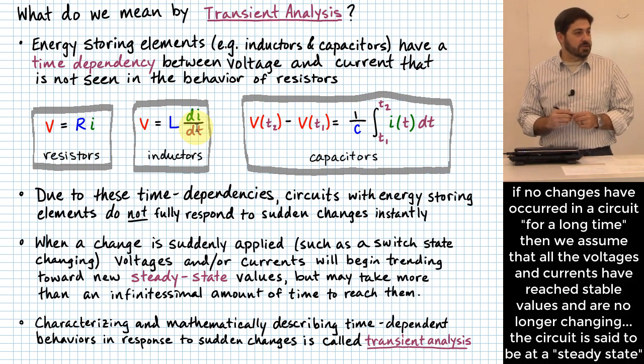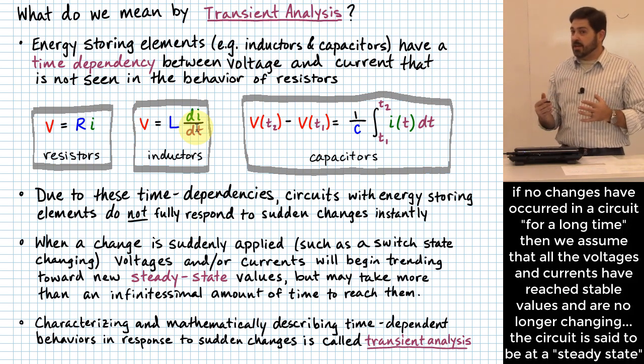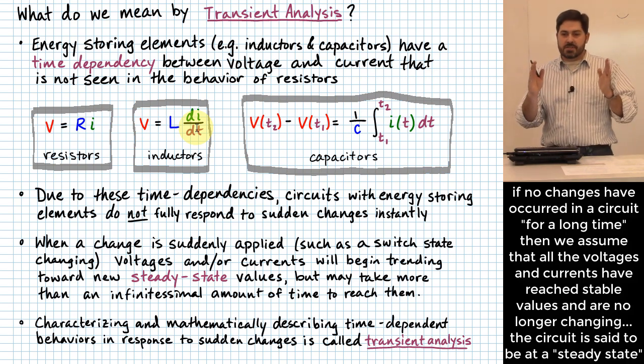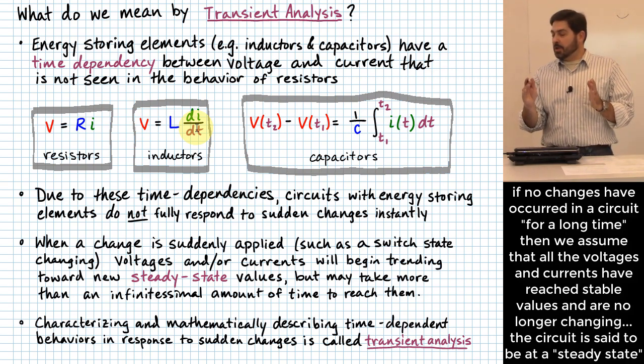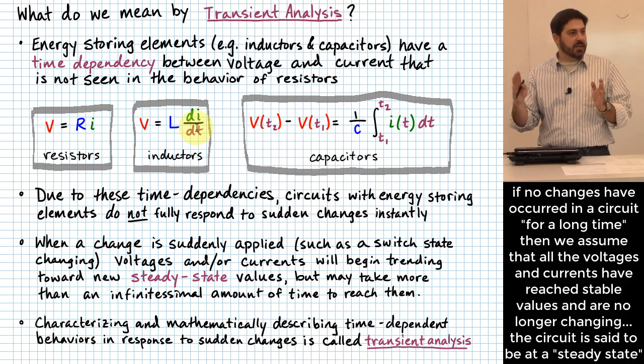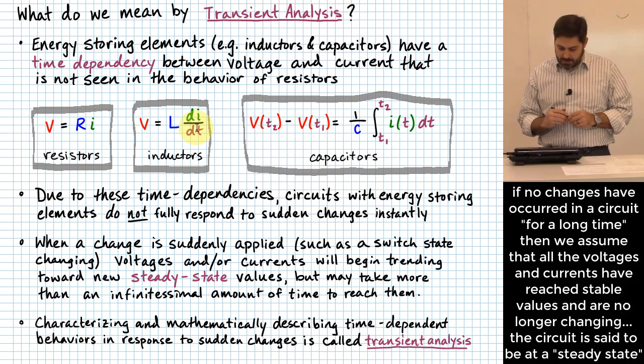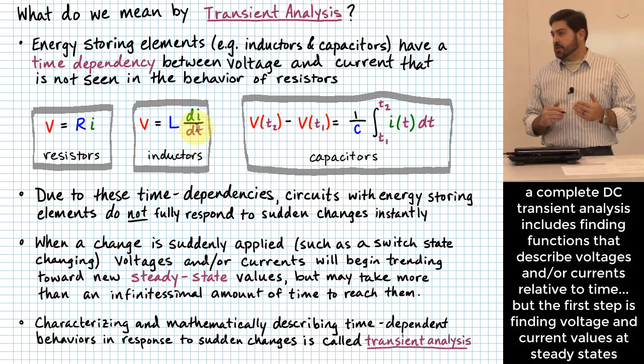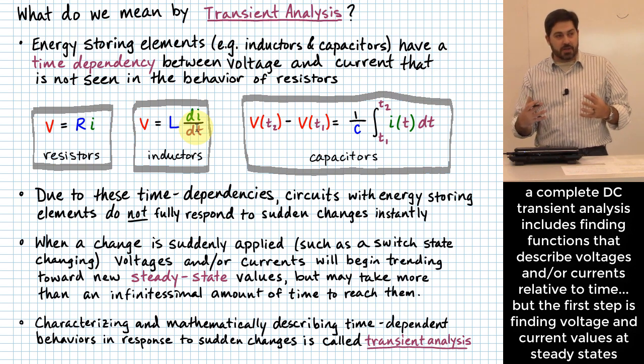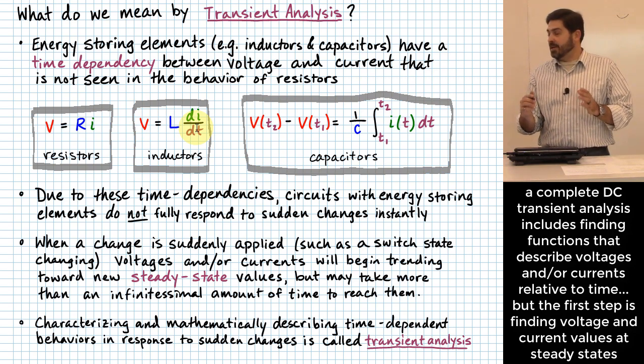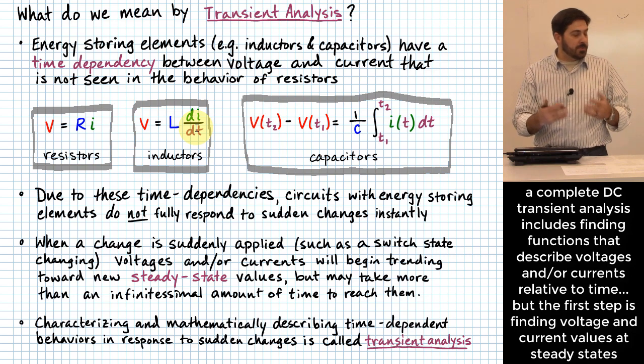I guess it's bad to define a term in terms of itself, but that's what I'm trying to get at, is that there is some new set of values that the circuit is going to assume eventually. Once all this time-dependent behavior has completed, it will reach some new normal, right, as a result of some instantaneous change, okay? And when we're talking about transient analysis, what we're trying to do is first characterize generally how these transient behaviors work, and then if we can do even better than that, we'd like to define how we can describe them mathematically.